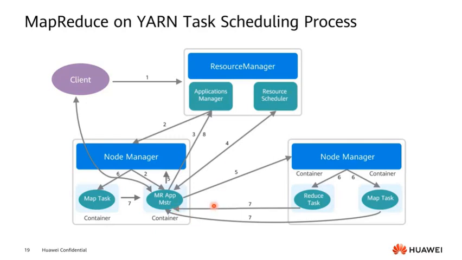5. Once obtaining the resources, application master asks node manager to start the tasks. 6. Then node manager starts the tasks. 7. Each task uses RPC to report its status and progress to application master, so that application master can restart the task if one fails. During the running of the application program, user can use RPC to obtain its running status from application master at any time. 8. After the application ends, application master cancels its registration in the resource manager and closes itself. This is the entire task scheduling of mapreduce on Yarn.